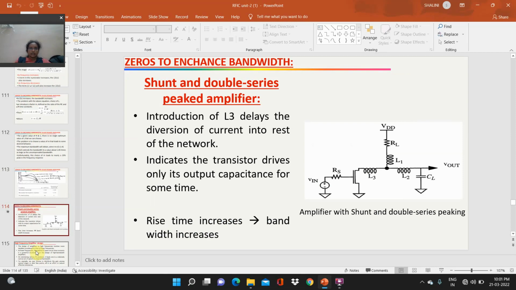Shunt and double series peaked amplifier. Introduction of L3 delays the diversion of current into the rest of the network, and indicates the transistor drives only its output capacitance for some time. Rise time increases, bandwidth increases.